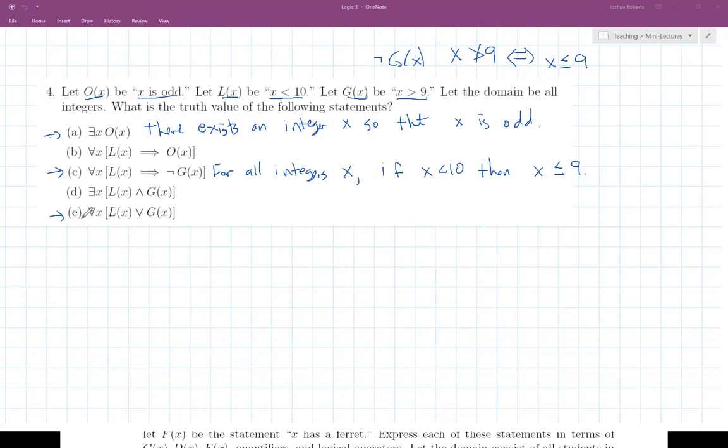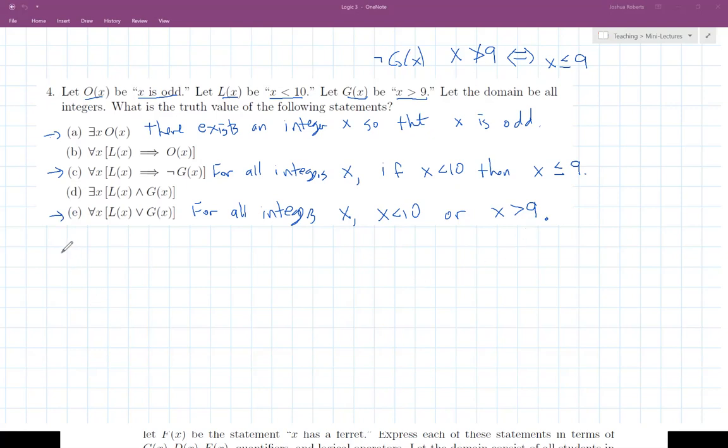And then part E says for all integers x, L of x or G of x. x is less than 10 or x is greater than 9. Okay. So let's think about how you show these things are true or false.